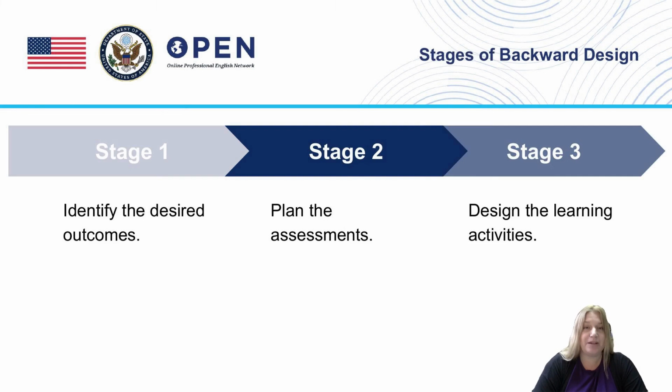The stages of backward design are 1. Identify the desired outcomes. Start with what you want your students to learn or be able to do by the end of the lesson or unit, the desired outcomes. 2. Plan the assessments. Plan a way to measure if students have achieved these desired outcomes.